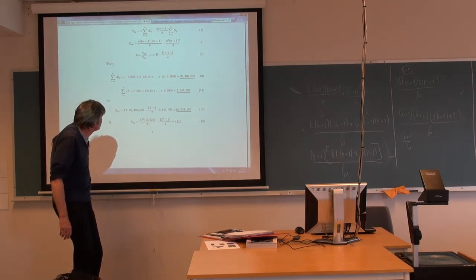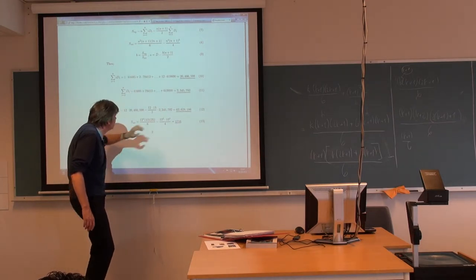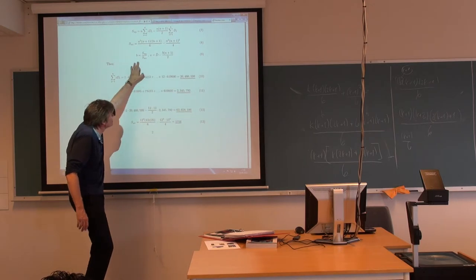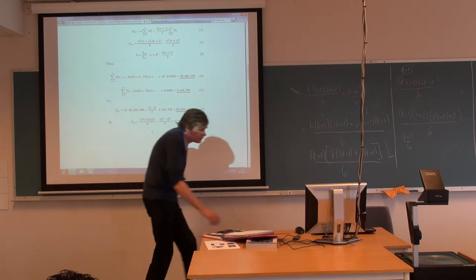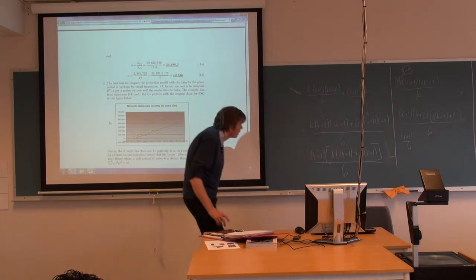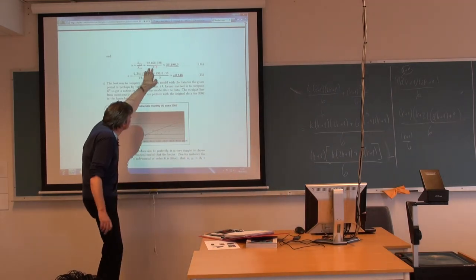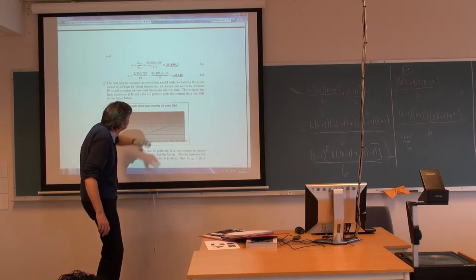So then I'm in a position where I can compute this B directly, because I have the SXY, which is this number, and I have the SXX, which is this number. I can just divide them by each other to produce this B. This is done on the next screen here. As you can see, that's exactly what I do. And I get something around 36,496 point something.